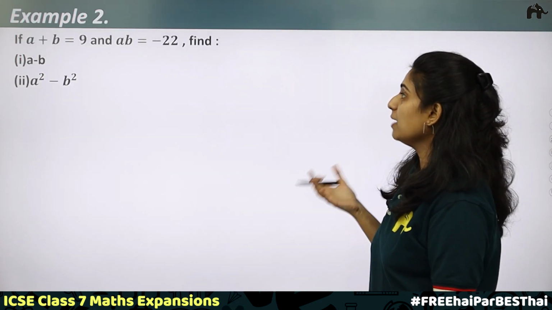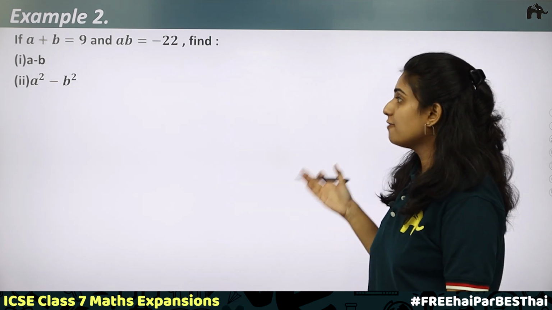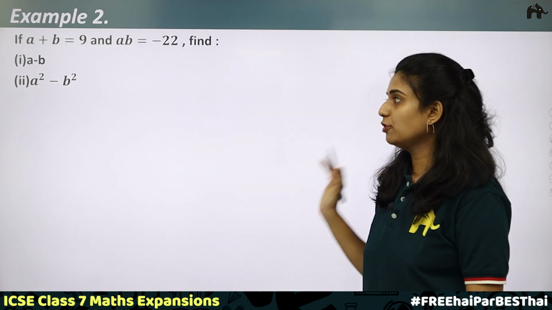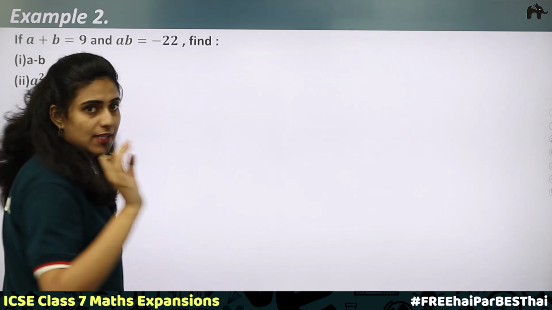Second example, if a plus b is equal to 9 and ab is equal to minus 22, find a minus b. So, here we have to find a minus b and a square minus b square. How to find a minus b? Let's see.